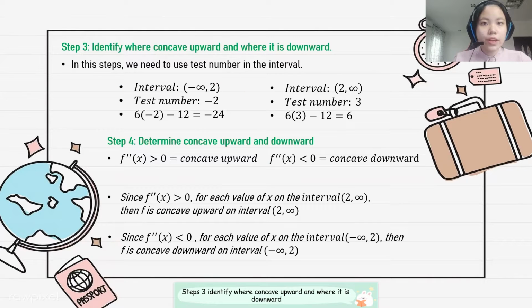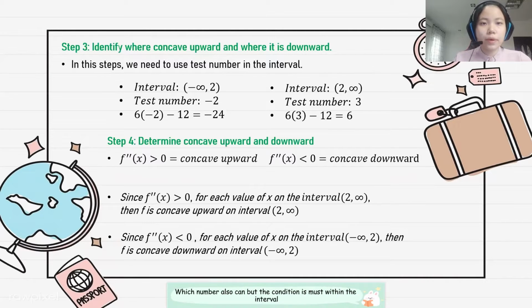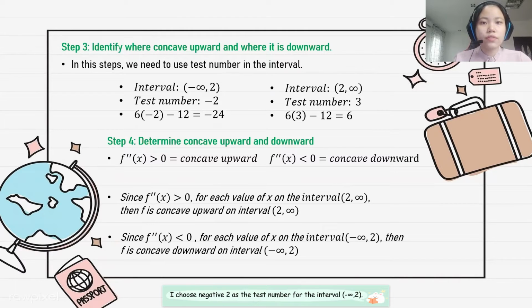Step 3. Identify where it is concave upward and where it is concave downward. In this step, we need to use a test number in each interval. Any number can be used, but the condition is that it must be within the interval. So I choose negative 2 as the test number for the interval negative infinity to 2. 6 times negative 2 minus 12 equals negative 24. After that, I choose 3 as the test number for the interval 2 to positive infinity. So 6 times 3 minus 12 equals 6.